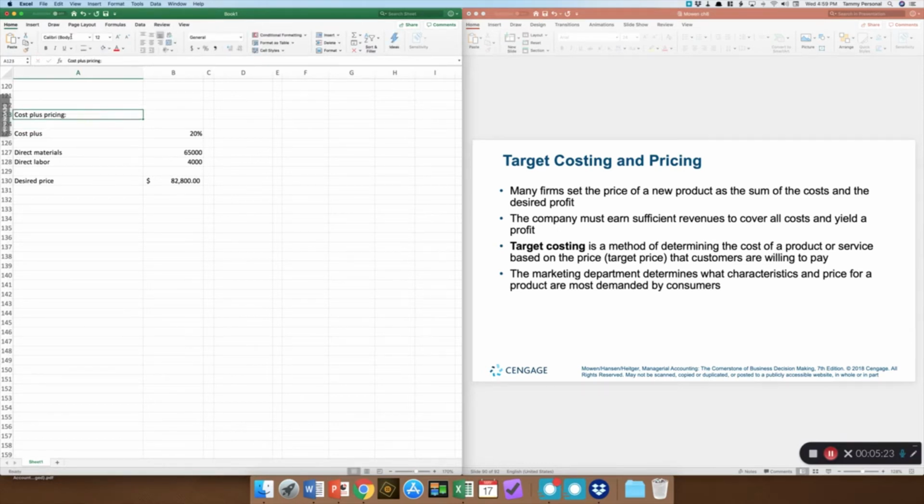Okay, so that's what we just did, cost plus pricing. But that's not necessarily how things always go. Sometimes there's such a thing as target costing. What's the difference? Well, the difference is how you get to your cost requirements based on the price.